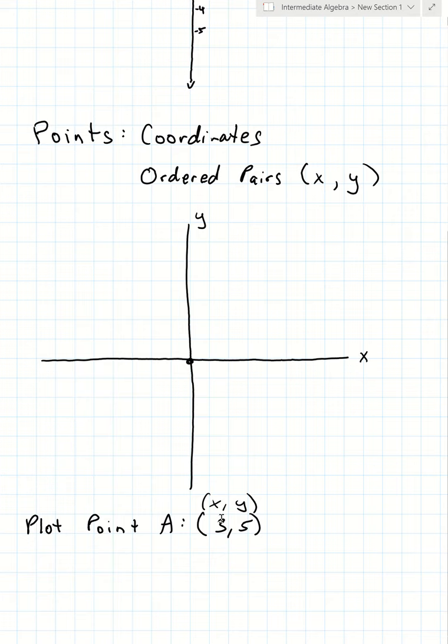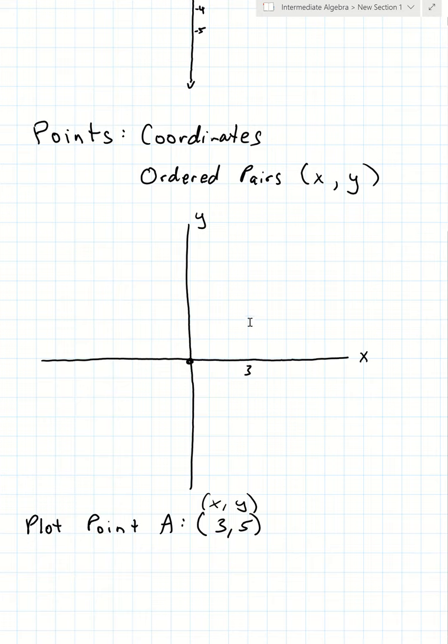Where do we move along the x-axis to put point A? Well, first we have to move to the number 3. So if I'm here at 0, 0, and I need to move along the x-axis to the 3, 1, 2, 3, this is where the 3 would be, along the x-axis, but then I would also have to move 5 units in a positive direction when it comes to the y-axis.